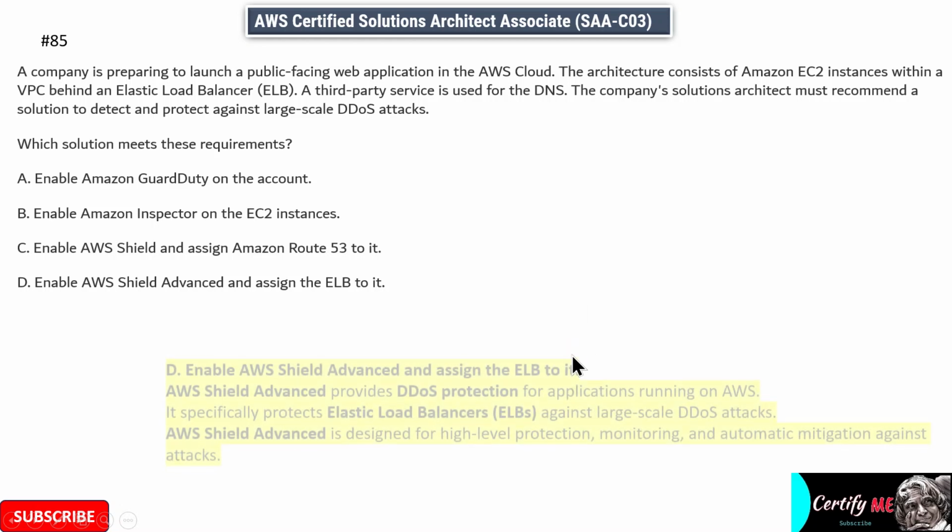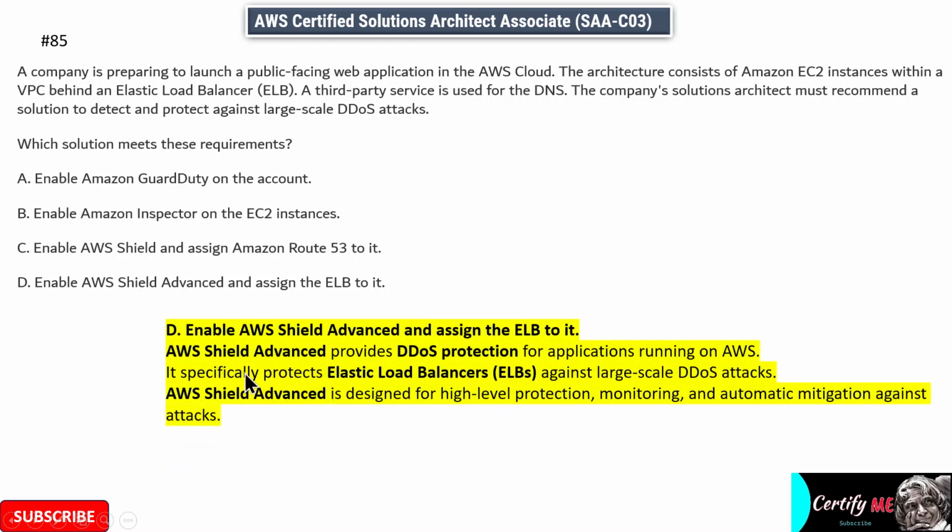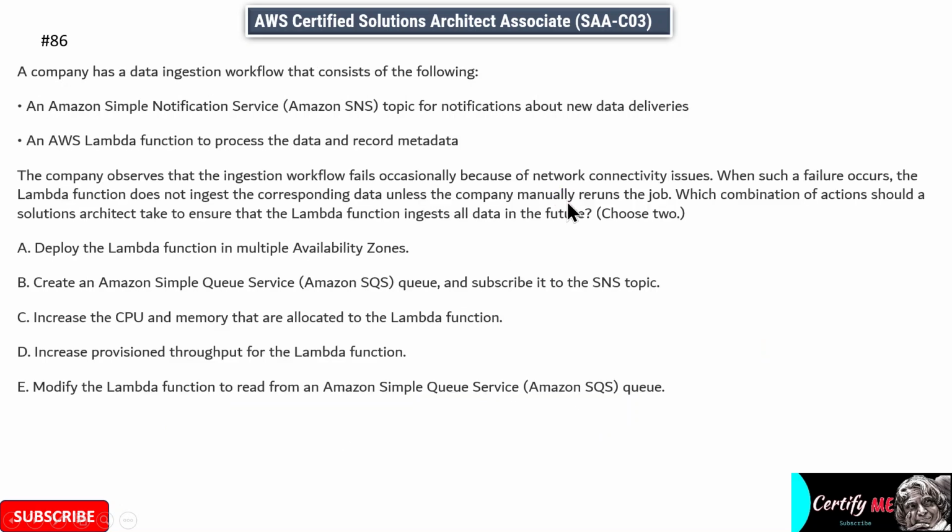The correct answer is option D. AWS Shield Advanced provides DDoS protection for applications running on AWS. It specifically protects elastic load balancers against large-scale DDoS attacks. AWS Shield Advanced is designed for high-level protection, monitoring, and automatic mitigation against attacks. Next question.